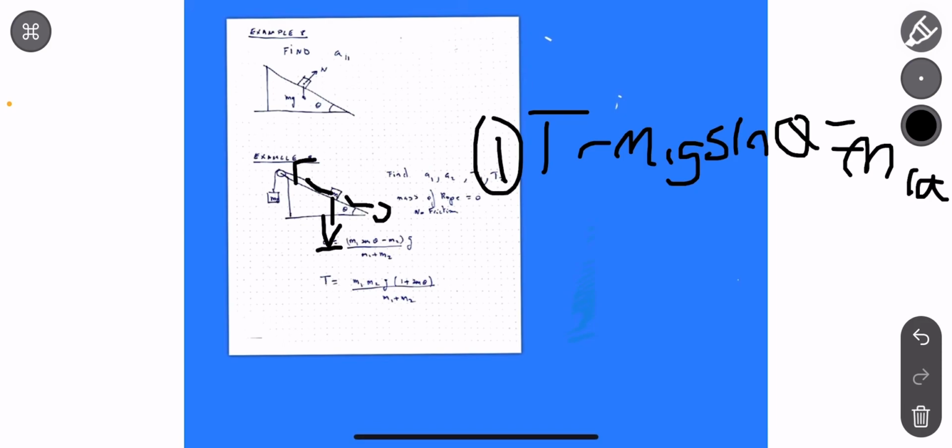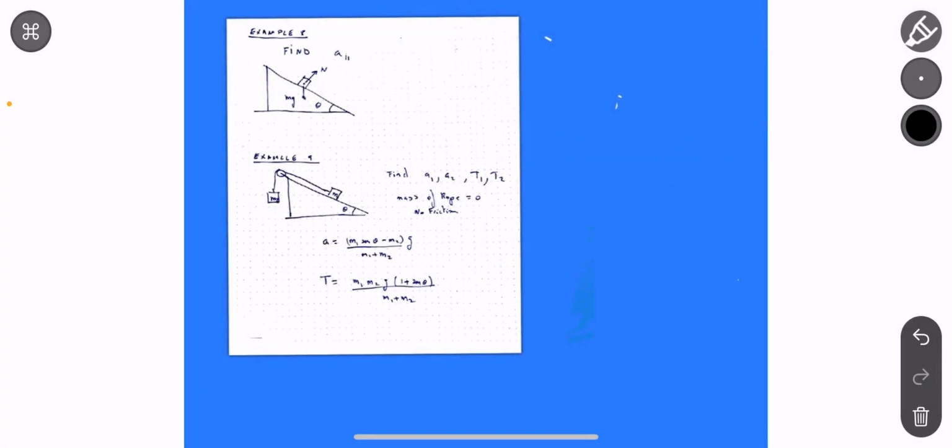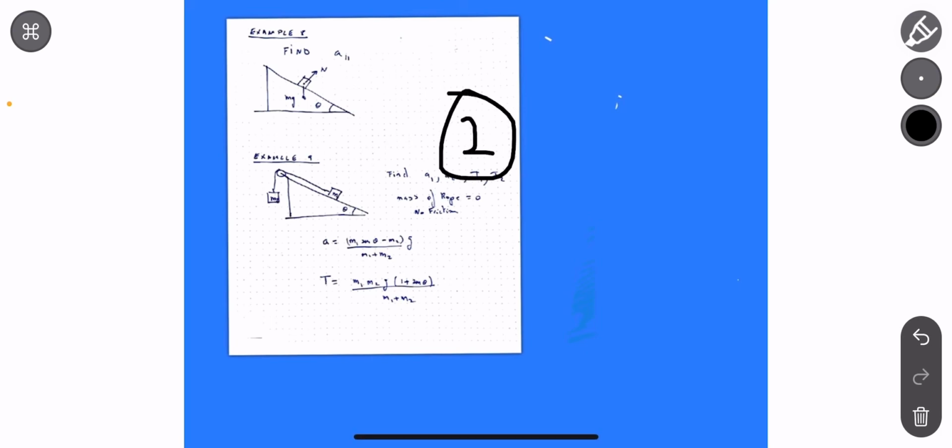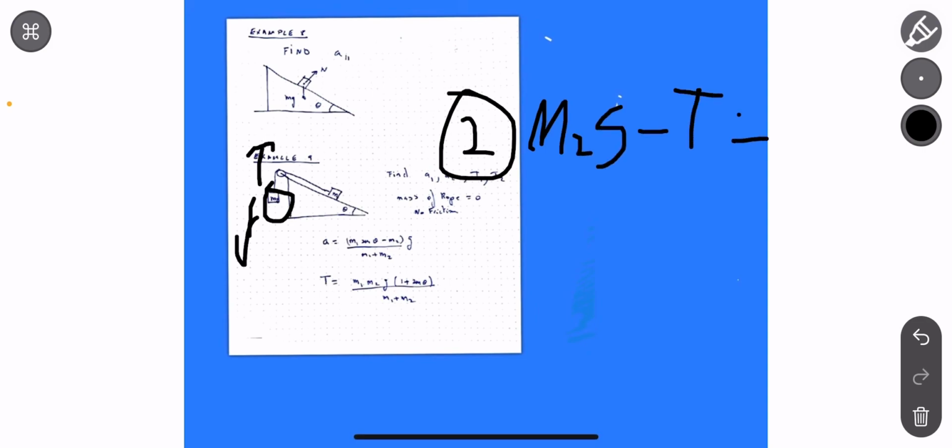Now for the second box, if we do the second box now, this one here, we'll essentially do the same thing this time, but without the sine since it's suspended. It's not on an angle. So the equation number 2 is going to be here. It's only going down or up, so the equation is going to be m2g minus tension is equal to m2a. So this will tell us our acceleration.